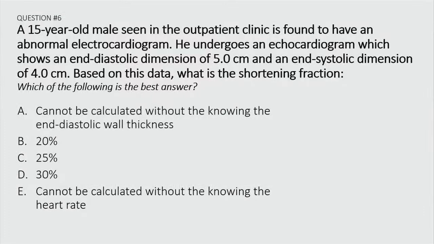6. A 15-year-old male seen in the outpatient clinic is found to have an abnormal electrocardiogram. He undergoes an echocardiogram, which shows an end diastolic dimension of 5, an end systolic dimension of 4. Based on this data, what is the shortening fraction? A, cannot be calculated without knowing the end diastolic wall thickness. B, 20%, C, 25%, D, 30%, E, cannot be calculated without knowing the heart rate.